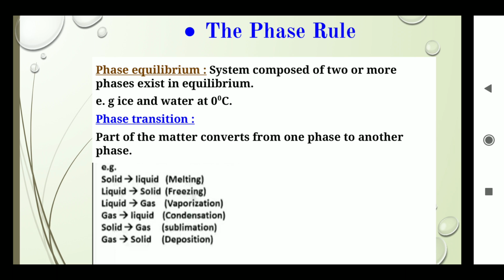Solid transforms into liquid, and the process is said to be the melting process. Second, liquid transforms into solid, it is freezing. Liquid transforms into gas, that is said to be vaporization. And gas transforms into liquid, it is said to be condensation. And solid transforms into gas, that is said to be sublimation. Last, gas transforms into solid, it is said to be deposition.